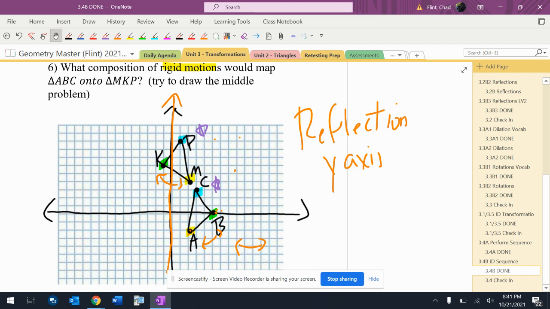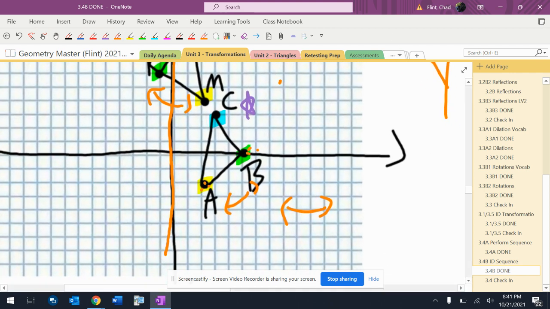And what I'm going to do is zoom in here and actually reflect this thing and see where it goes. So A would go there. 1, 2, 3, 4, 5. 1, 2, 3, 4, 5. There's B. Make sure I did that right. 1, 2. Yep. Okay. And then C. 1, 2, 3. 1, 2, 3.